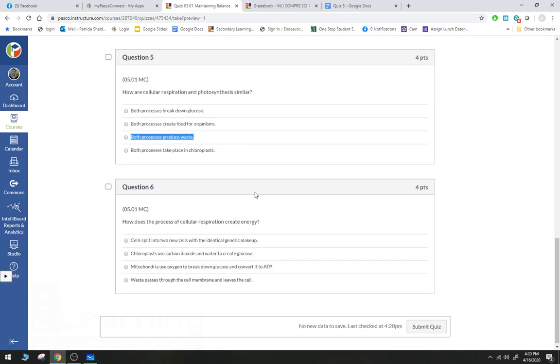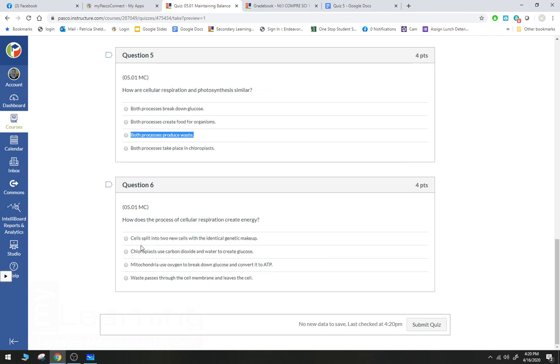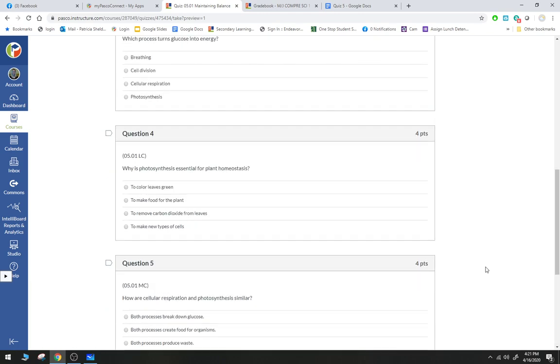How does the process of cellular respiration create energy? Let's see. The mitochondria uses oxygen to break down glucose and convert it to ATP. Yeah, that one was tough. See, this quiz is tough, so you have to know those big words. What ATP is, that means energy. Our mitochondria break down glucose and convert it into energy. Okay? And that would have been 100 on that quiz.